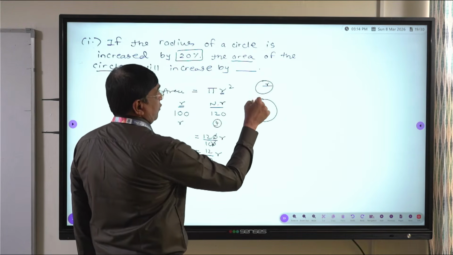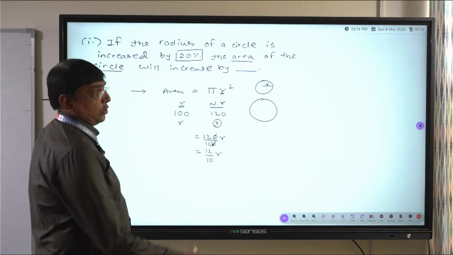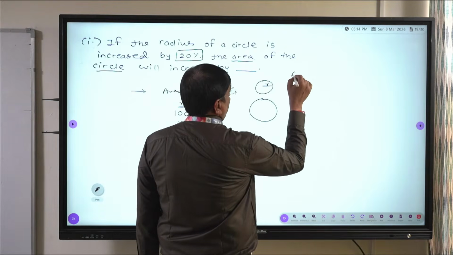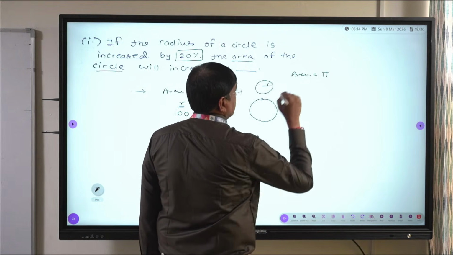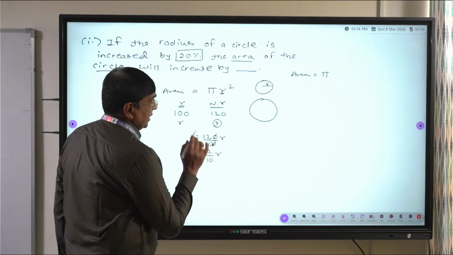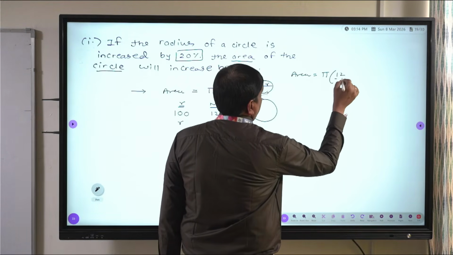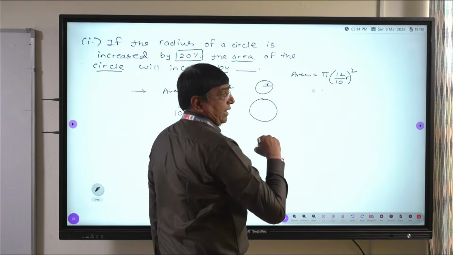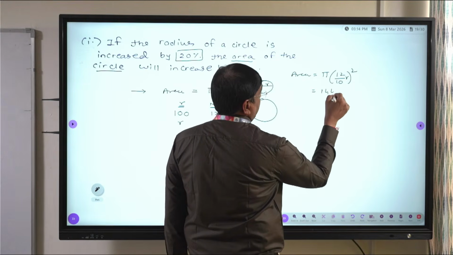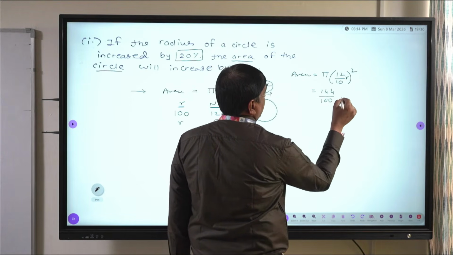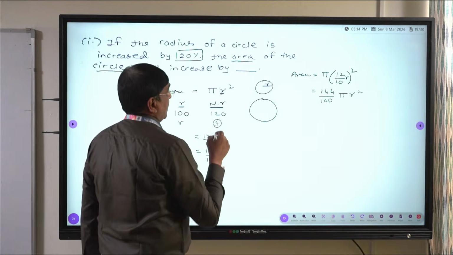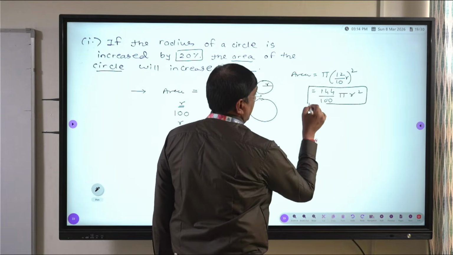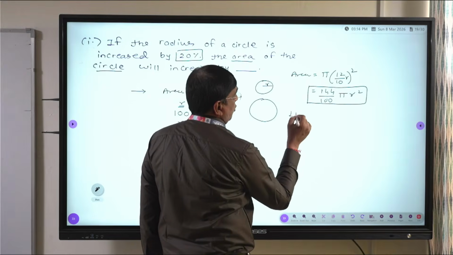The radius has increased, so by default the area will also increase. The new radius is 12 by 10 r. So the new area is pi times the new radius squared, that is pi times 12 by 10 r, squared. So it is 144 by 100 pi r square. It is our new area.